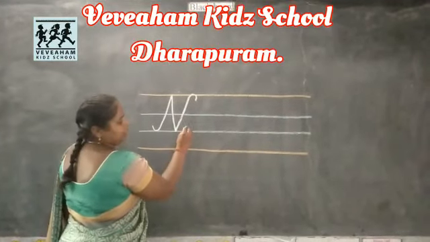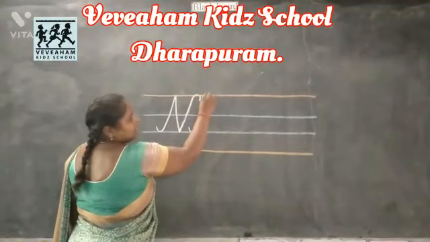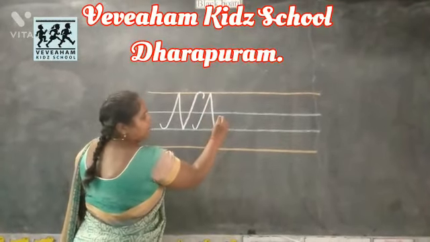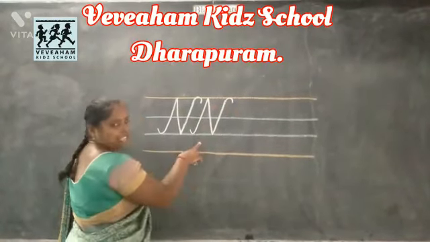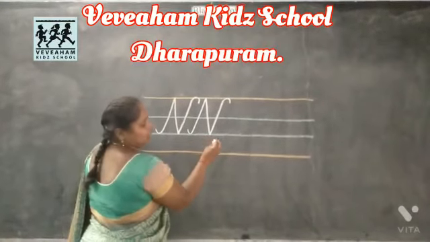One more time. A curve, slanting line, come down with the slanting line. Go up with the slanting line. Curve. Capital N. What's this? Capital N.